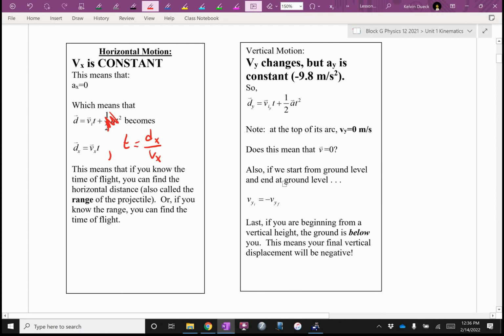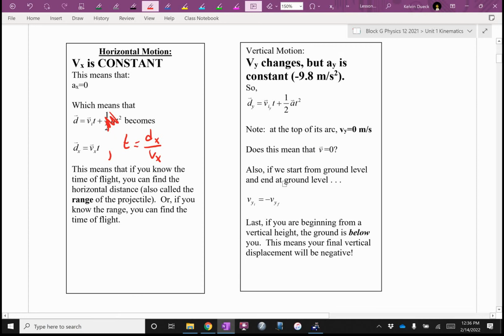Some notes, remember we said at the very, very top for a split second, Vy is 0. Doesn't mean V overall is 0 because it's still moving sideways. In fact, Garrett, at the top for a split second, V overall is just Vx because that's all that's left.